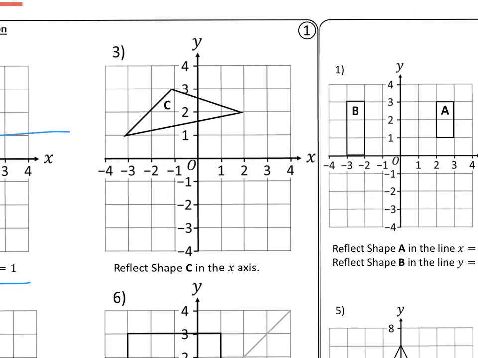Question 3 here says reflect shape C in the x-axis. So here is my x-axis, and I'll do the same thing. This bottom left hand corner is 1 square away, so I'll put that one there. This point in the middle is 1, 2, 3 squares away, so we'll do it 1, 2, 3 squares below it. And the last one is 2 squares, so let's do it 2 squares away. And that will be your line.